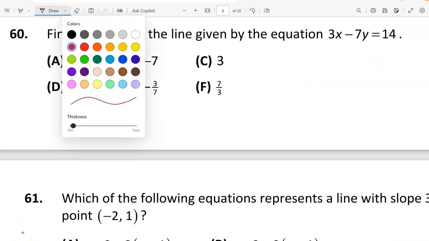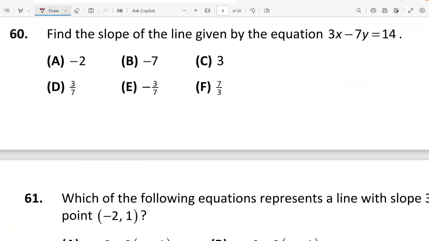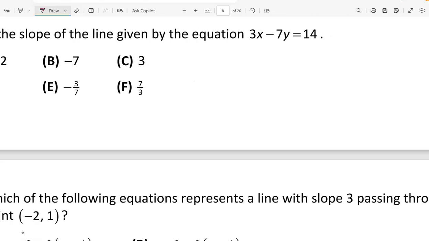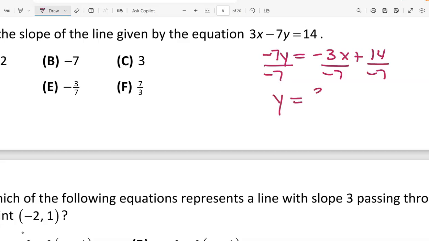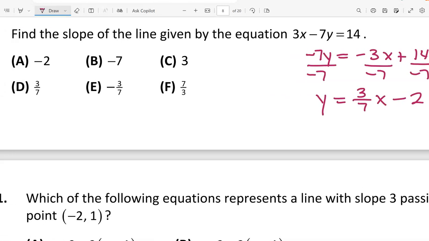For 60, we're asked for the slope of the line given its equation in standard form. In order to find the slope, it's easiest if we just move the equation into slope-intercept form. So I'm going to subtract 3x from both sides, and then divide both sides, or all terms, by negative 7. That will give us y is equal to 3/7 x minus 2, and so that means that the slope is positive 3/7.